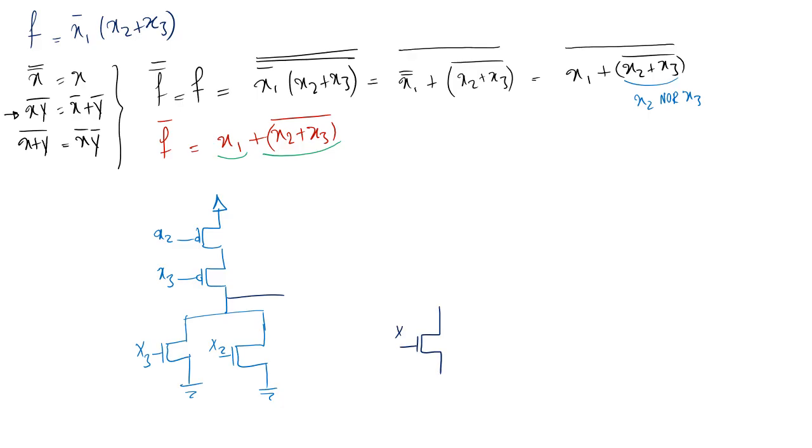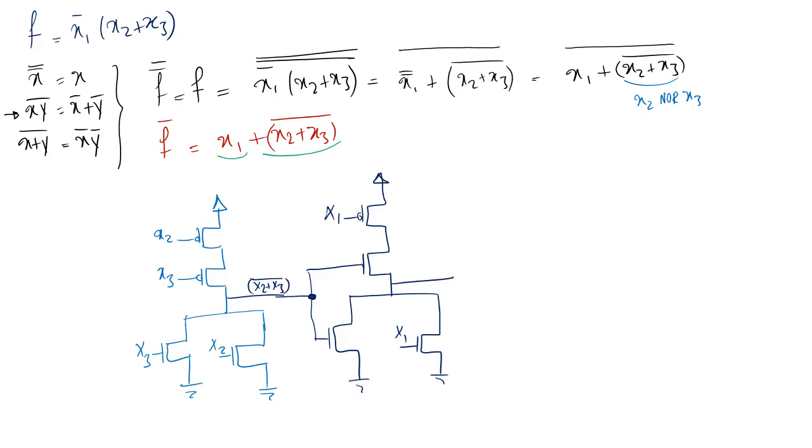So I'm going to have a very similar circuit here. Let's call this x1. For now, I'm going to keep it as is. And the two PMOSs, again, this is x1. Then the output of x2 and x3 NOR together should be connected to the input of this circuit. So at this point, I have (x2 plus x3) bar, and at the output of this, I'm going to have my function output.